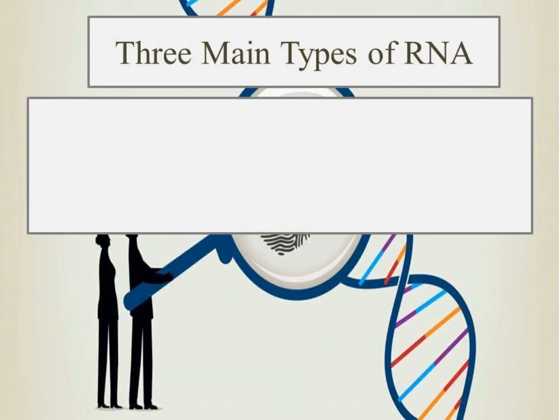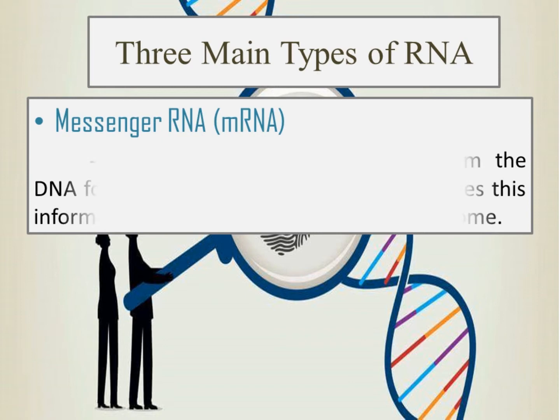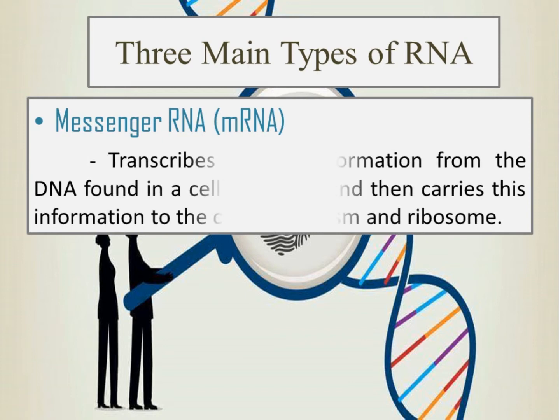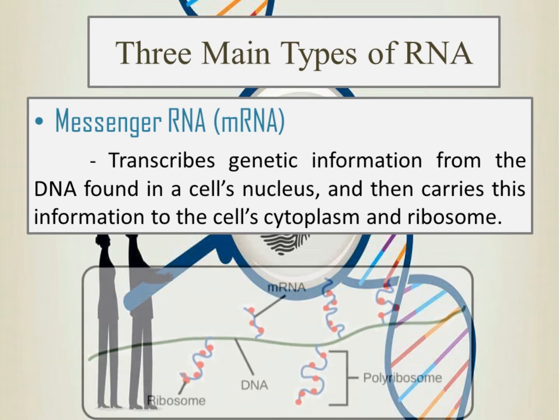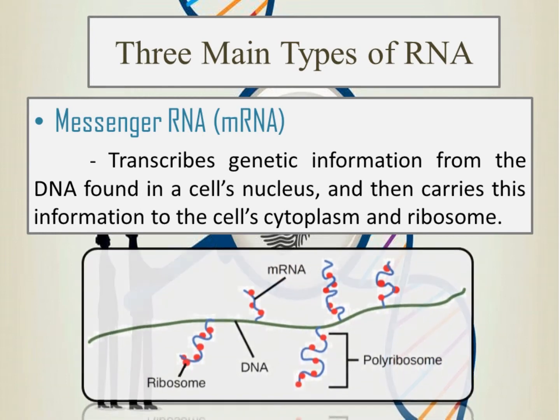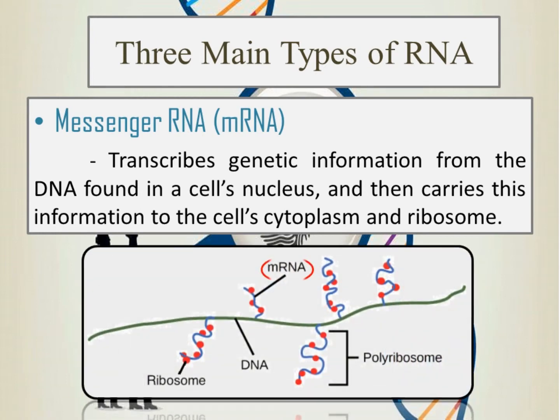Three main types of RNA. Messenger RNA, mRNA, transcribes genetic information from the DNA found in a cell's nucleus and then carries this information to the cell cytoplasm and ribosome.